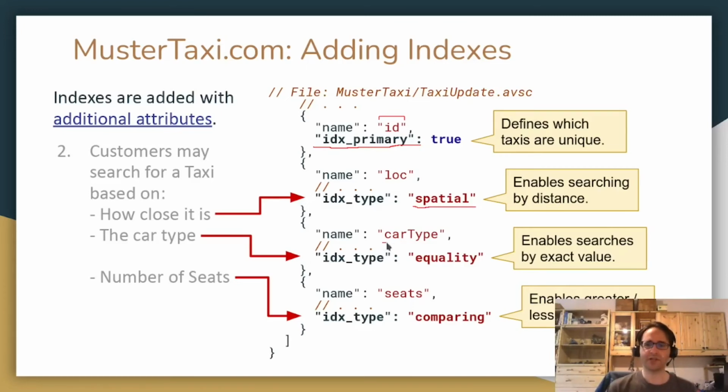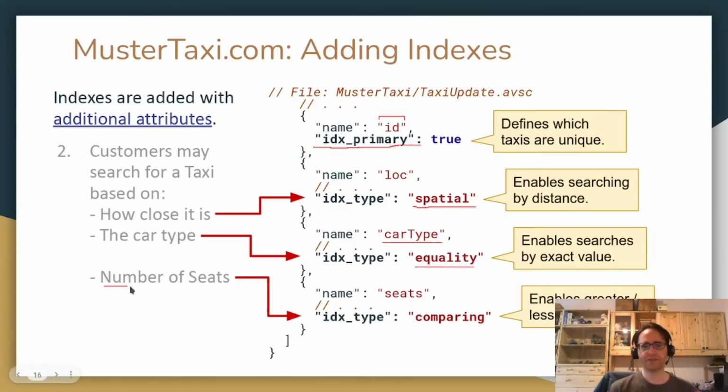Next, we have a car type. The car type was either business or economy, and we only want to be searching on equal values, because comparing car types doesn't really make much sense. Would business type be greater than or less than economy type? It's not so clear. So in this particular case, we do an equality index. Equality indexes have very, very good performance, but you can only search if one thing equals another, and that's it.